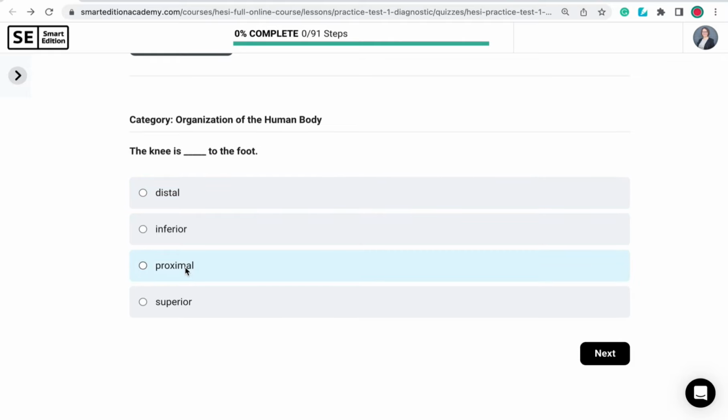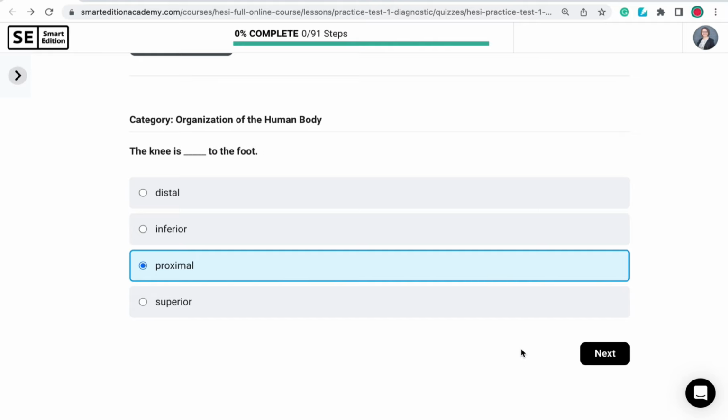So our correct answer here is proximal. So directional terms refer to the body in the anatomical position regardless of its actual position. The term anatomical position refers to a person who is standing upright with their feet facing forward and their arms hanging to the sides, and the palms of their hands are facing forward.